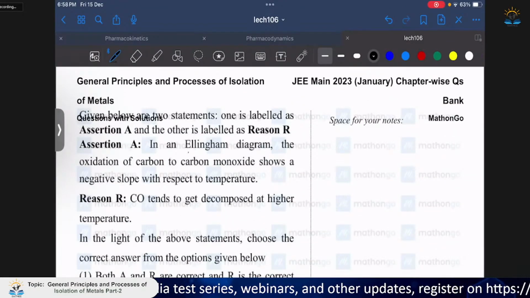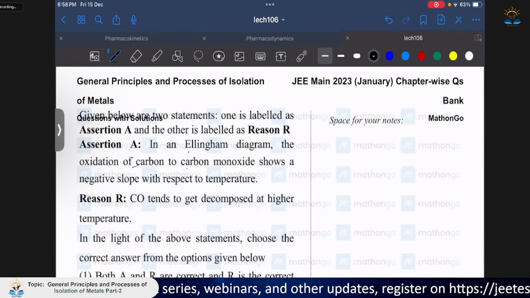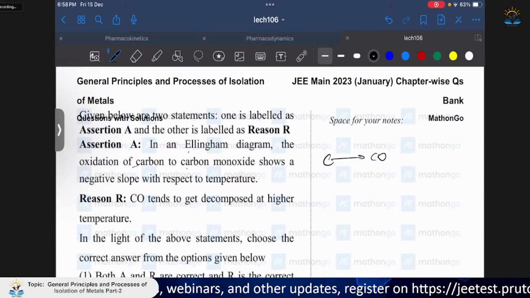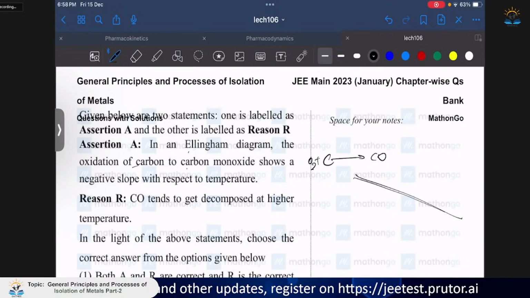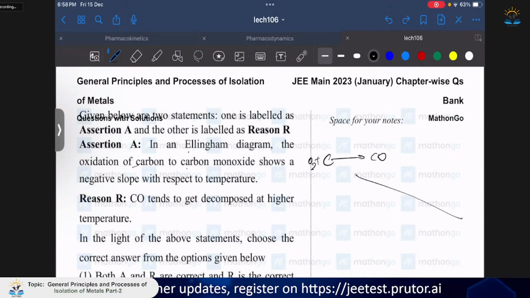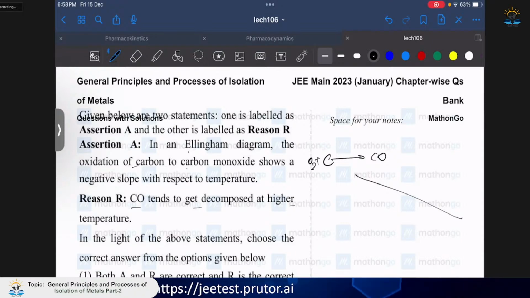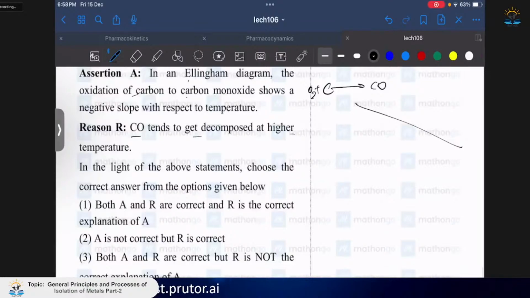Next, Ellingham diagram: oxidation of carbon to carbon monoxide, which is this, shows a negative slope. Definitely, it has a negative slope. Carbon monoxide tends to get decomposed at higher temperature. Yeah, you can say that is the reason. So both are correct and R is the correct explanation.